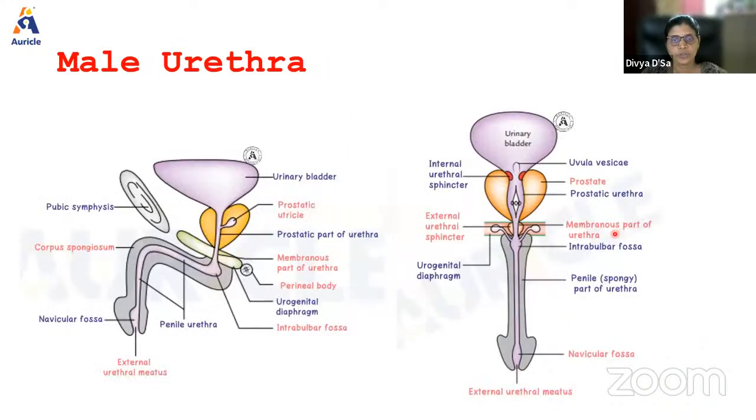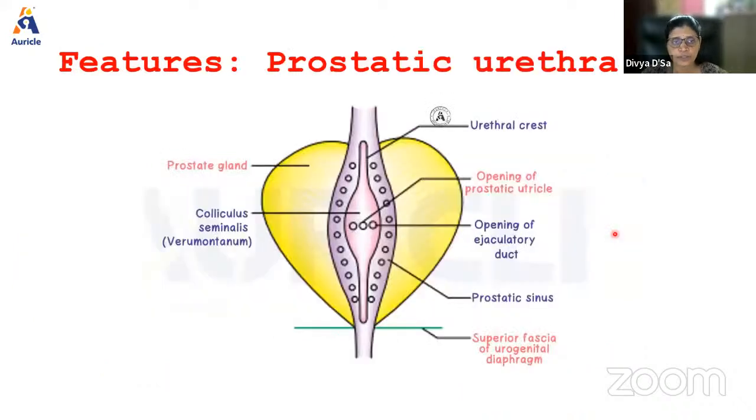Once you know the parts, you should also know the prostatic urethra, which is very important. This as such can be asked as a 3-mark question, or the features as an MCQ: all are features except, or what are the structures opening into the prostatic utricle.